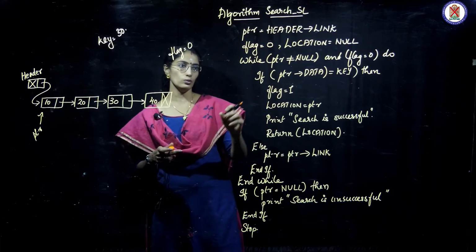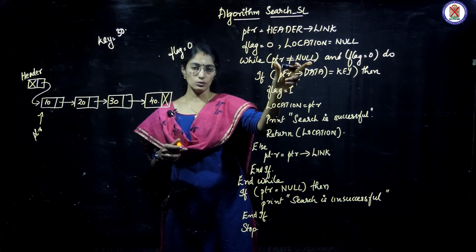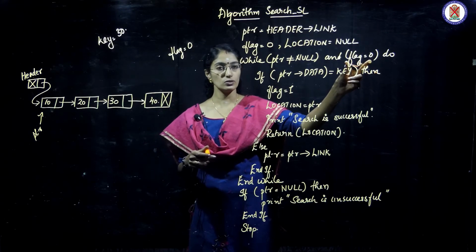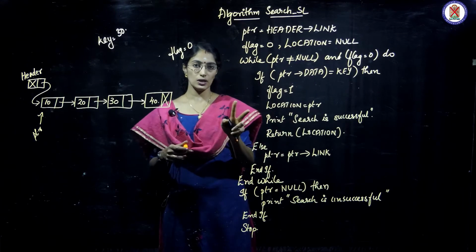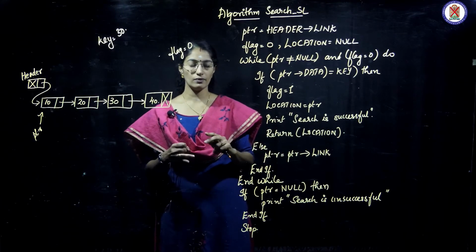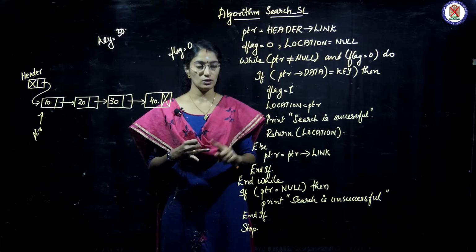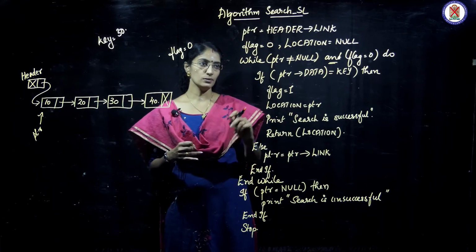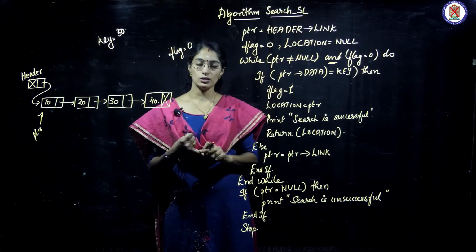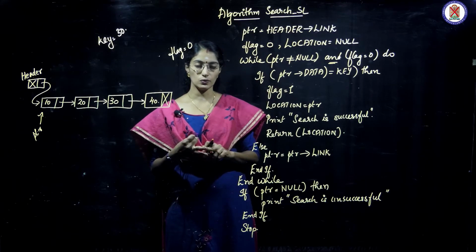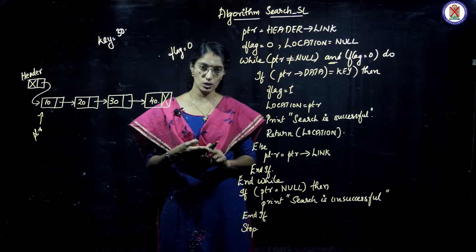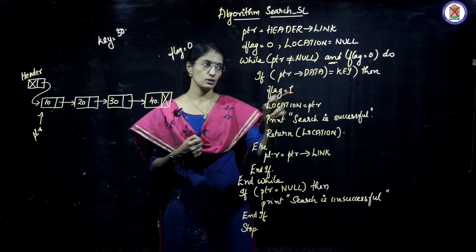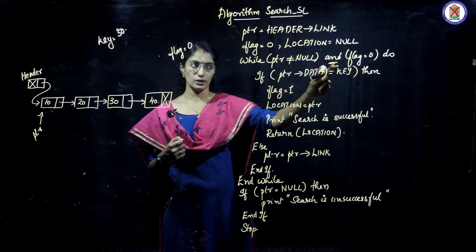Now we go for the loop. While ptr is not equal to null, and flag should also be equal to 0. So here we have to have 2 conditions. You go until either of the conditions is broken. So naturally we will be using an AND operator. What are the 2 conditions? The ptr should not be equal to null and the flag should be equal to 0. If either of the values is false, the while loop stops. So that is the operation of AND.